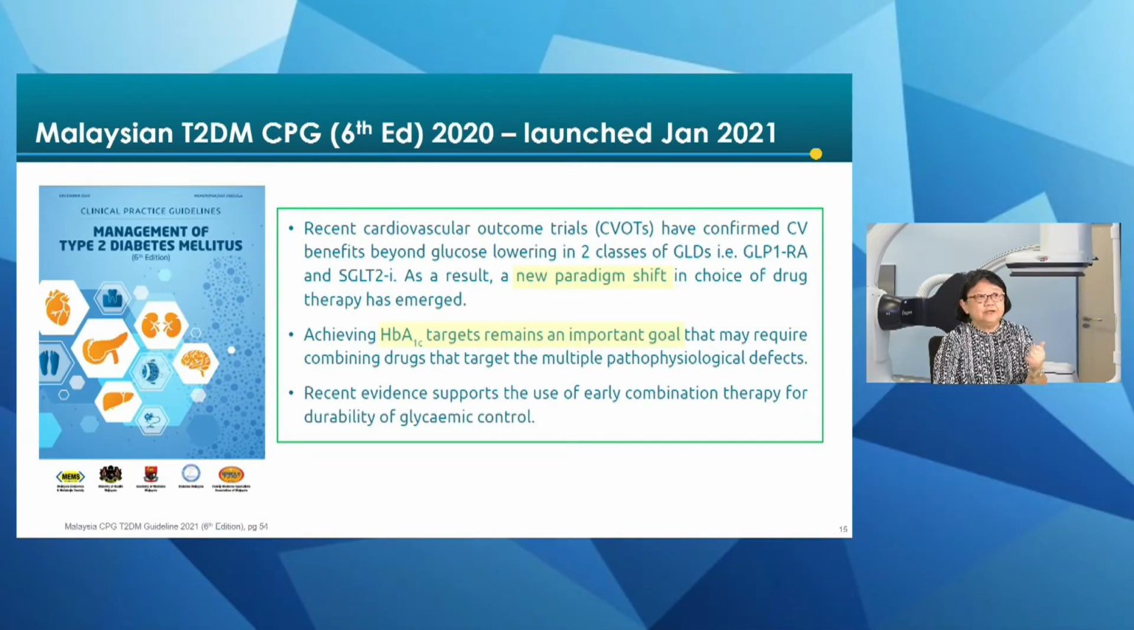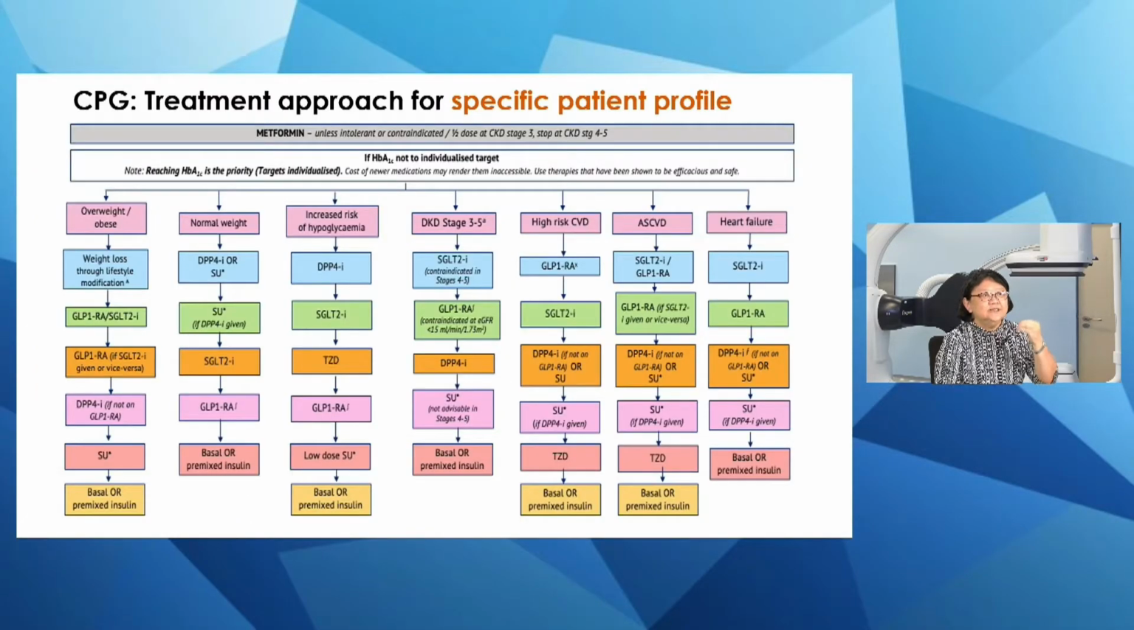That although we recognize that A1C remains an important goal, we have to recognize some of these drugs give us, how would I say, target organ benefits beyond just improving glycemic control. So this is one of the algorithms that we have drawn up in the CPG, and I was part of the task force involved in this.